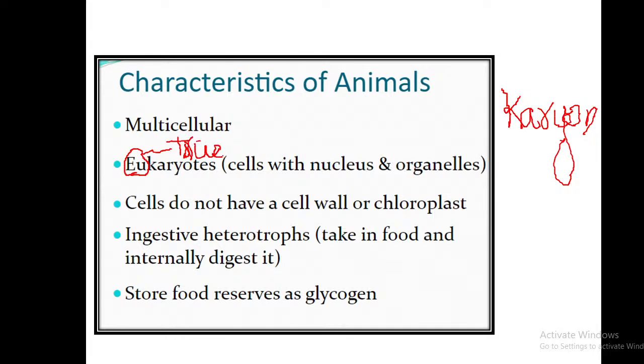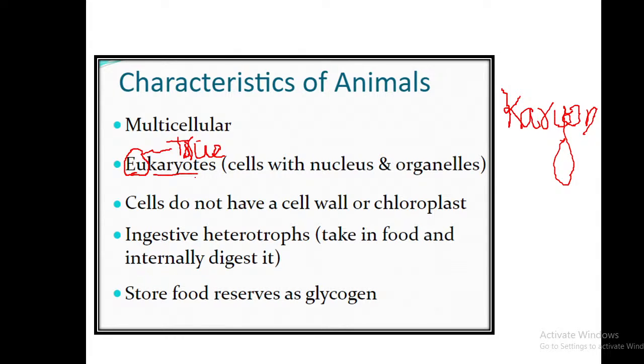Eukaryote എന്ന് വെച്ചാൽ എന്താണ്? True nucleus ഉള്ളത്. Eu means true. So eukaryote. Karyon means nucleus എന്ന് പറഞ്ഞു. അപ്പോൾ true nucleus ഉള്ളത് ആണ് eukaryotes എന്ന് പറയുന്നത്. So eukaryotes are those cells which have a true nucleus.